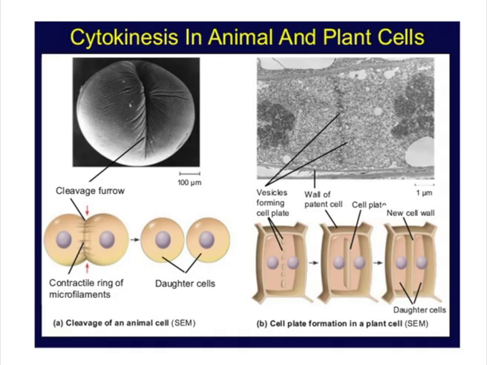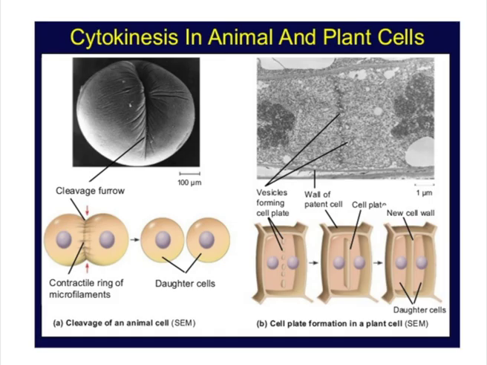See, the plant cell differs from the animal cell. This is cleavage, and furrows are present in the animal cell. In the plant cell, vesicles form the cell plate, which is very clear. This is cell plate formation in a plant cell. Where the animal cell is concerned, that is called cleavage of animal cell division.